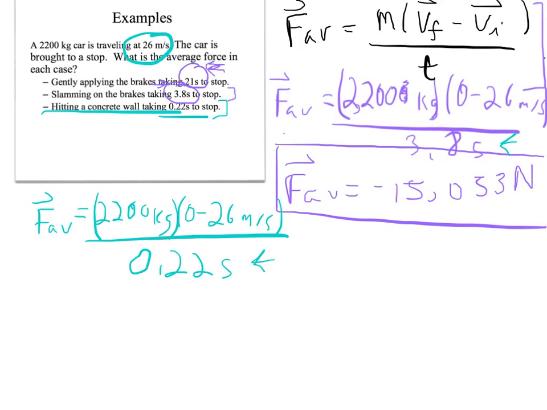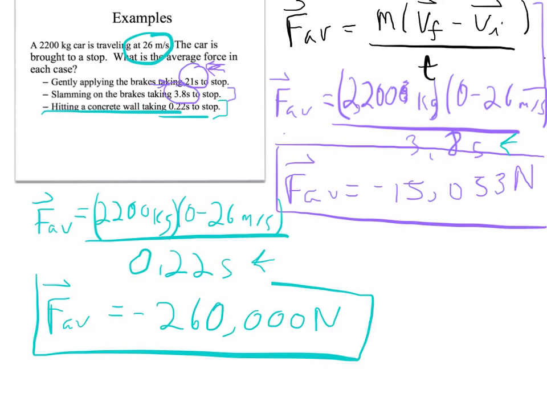So if I take a second and do out that math, I get the average force applied was negative 260,000 newtons. Much smaller time, much bigger force. That's impulse. And that is the impulse momentum theorem.